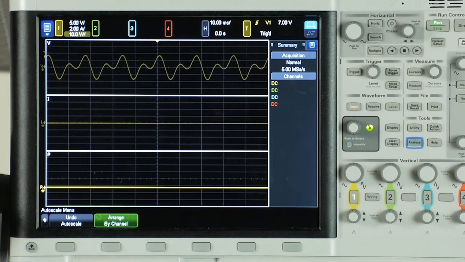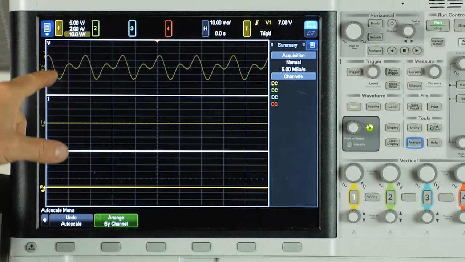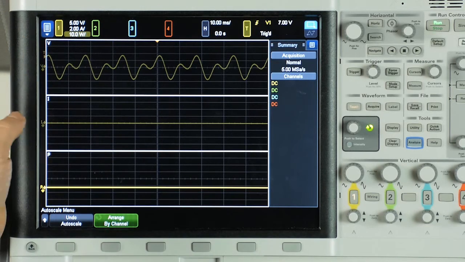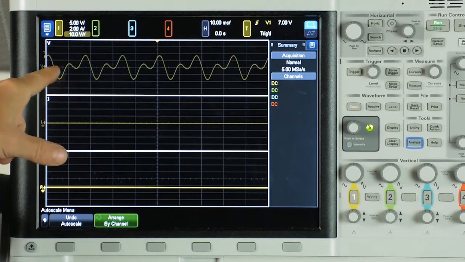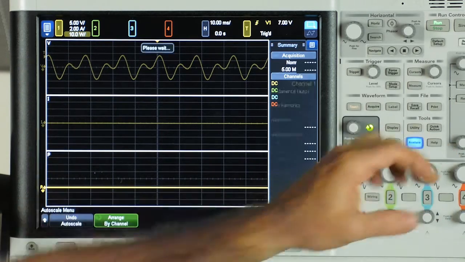So the function generators are all set up. This is what our waveform looks like. You can see a sine wave, and then this one has a 120 hertz sine wave that's modulated on top of that. That's the little bump you see there. So I'm going to turn on the analyze.